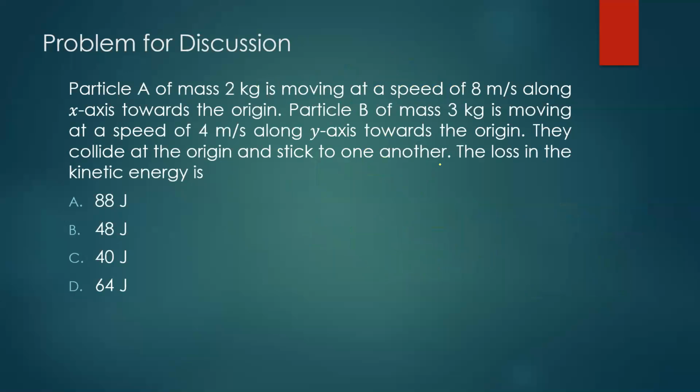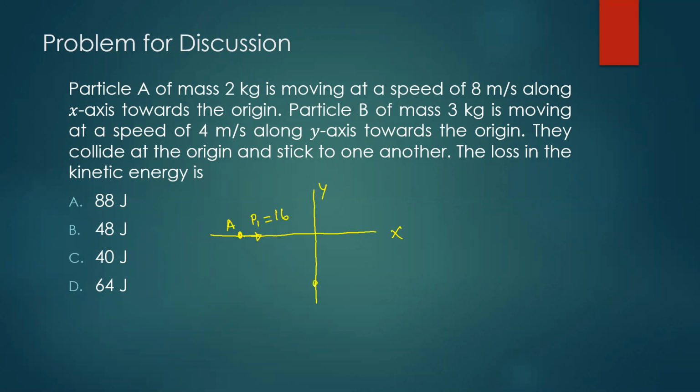Okay, so take a look at this problem. Let's discuss this. See, what is the problem saying? Let's say if you take this xy axis, particle A is moving towards the origin along x-axis. So the mass is 2 kg. And then what is the linear momentum of particle A? So let's call that as P1. So linear momentum will be 2 into 6, so let's say 16 units.